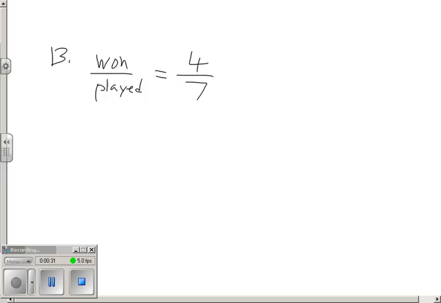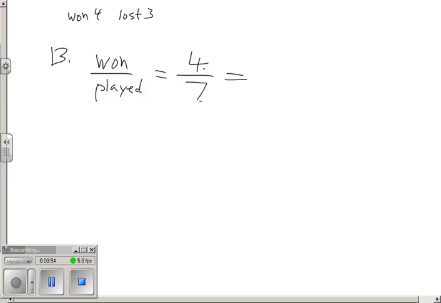So really from that I could also figure out that for every 4 games won, they lost 3. I'll probably just write that up here, because for every 7 games played, they won 4. Therefore, they lost 3. The first question, or then it also says the soccer team played 28 games. Well, how many games did they lose?